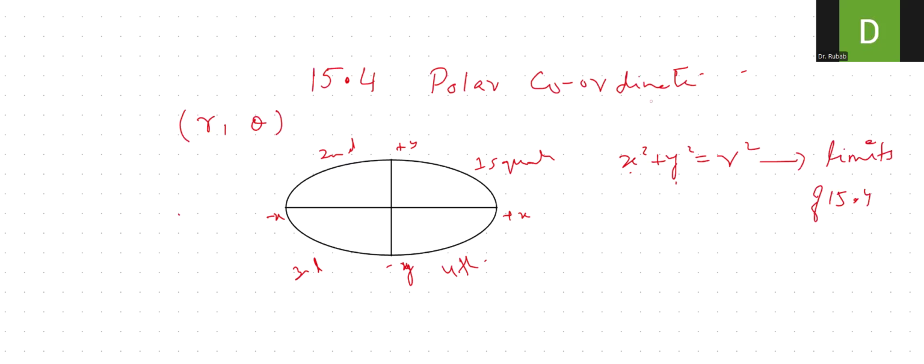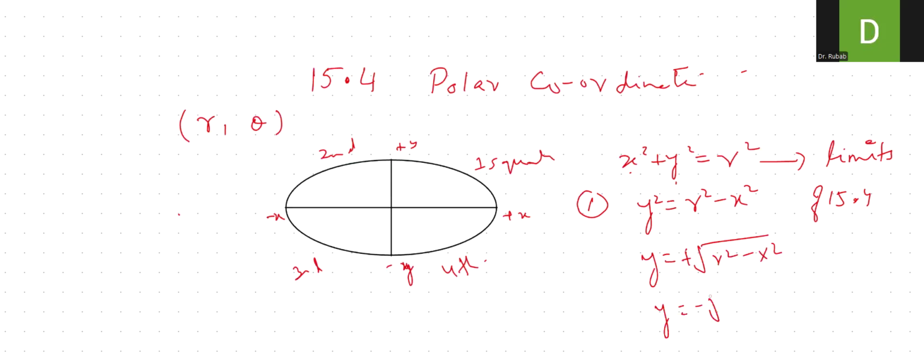The first limit is, if we solve this equation for y squared like this, and then when I take the square root, I get plus square root of r squared minus x squared and negative square root of r squared minus x squared. So this is the first limit and this is the second limit. Whenever you have y equals plus square root of r squared minus x squared, you are dealing with the upper parabola, this one.